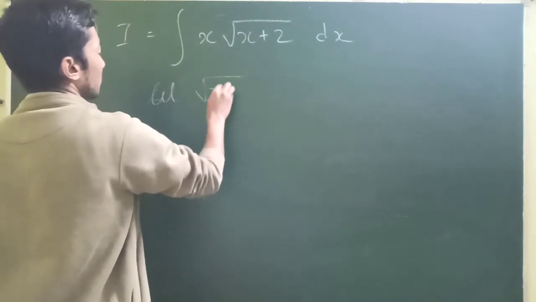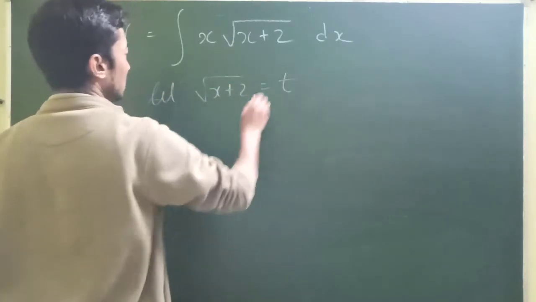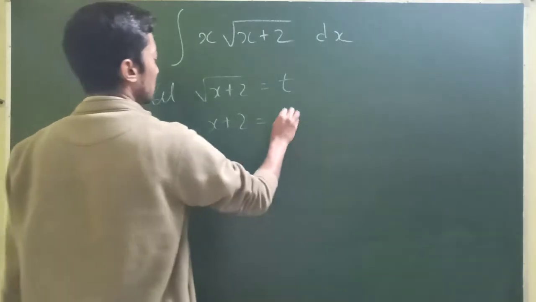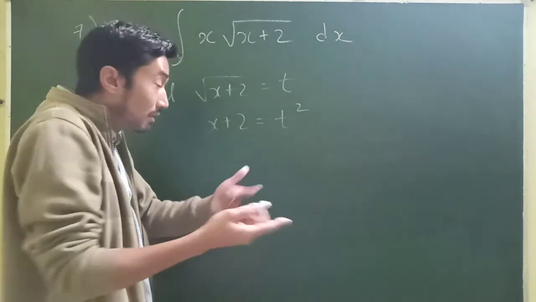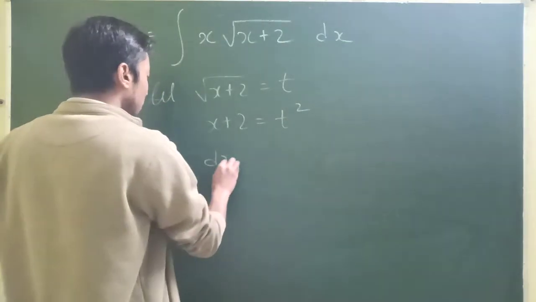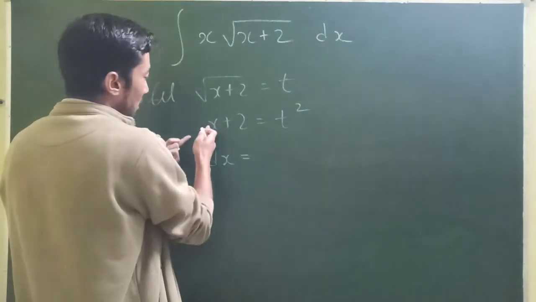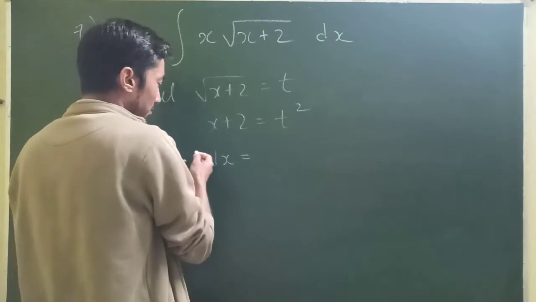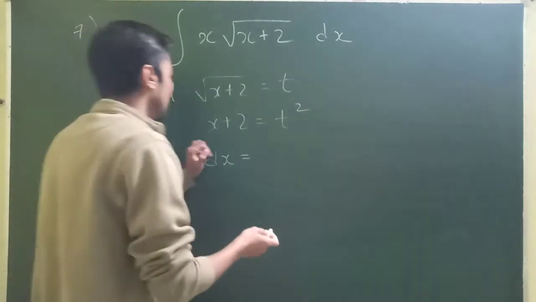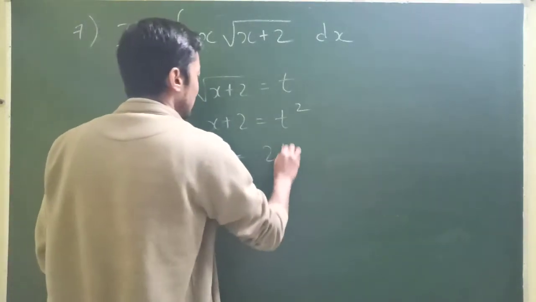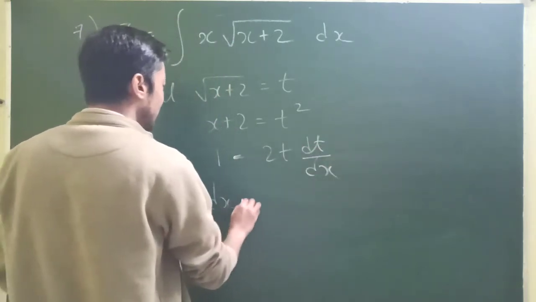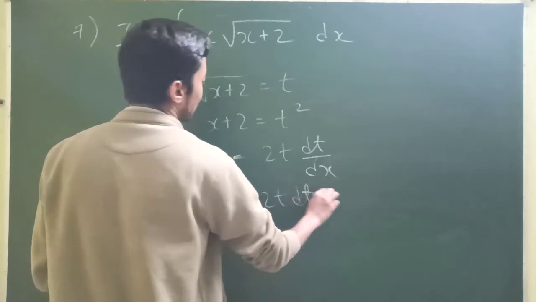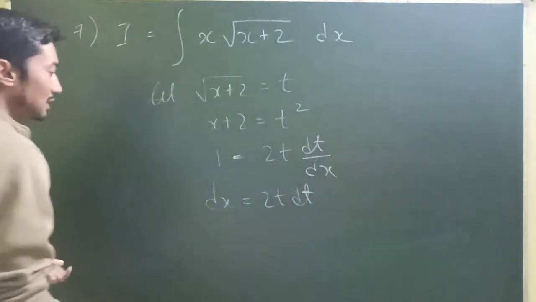Let root over of (x plus 2) be t. So in that case, x plus 2 becomes t square. If it is wrong, it's okay, we will try by another method. Differentiating both sides, we have only dx here because it's 1. So this is 2t dt by dx. So dx equals 2t dt. That's what I'm doing directly now.